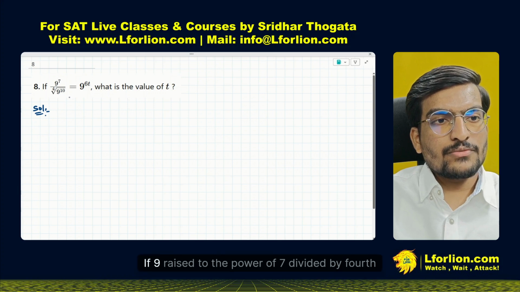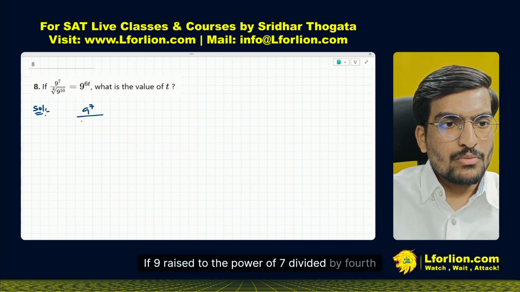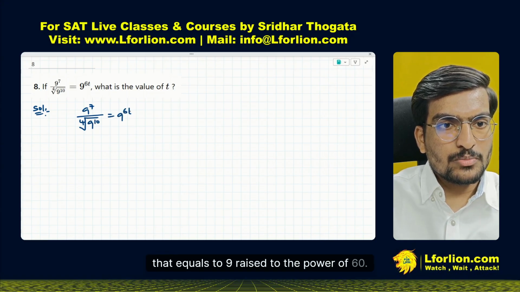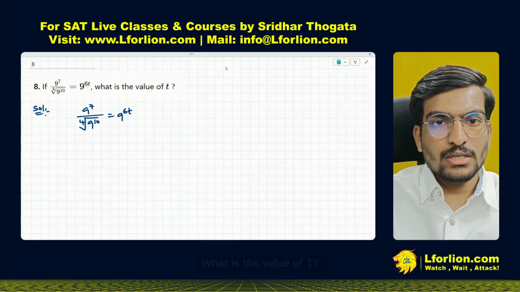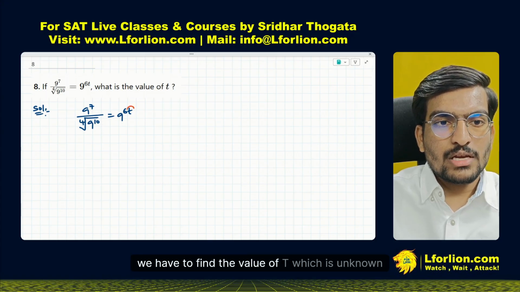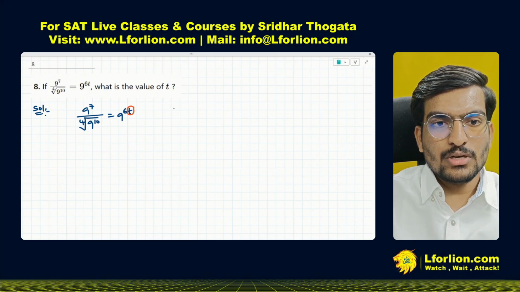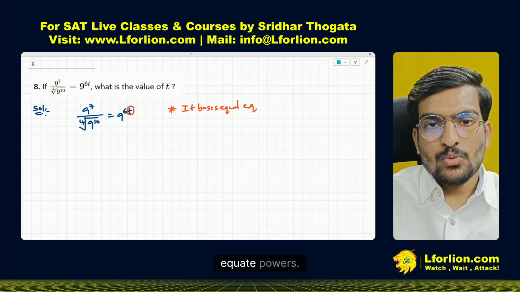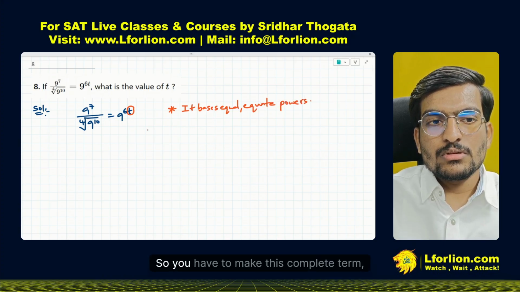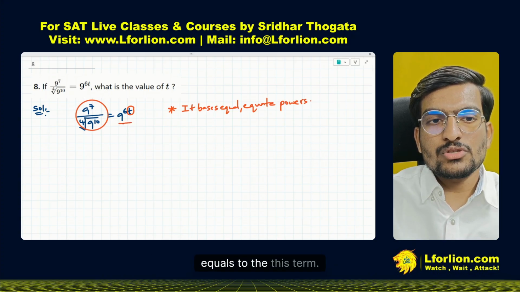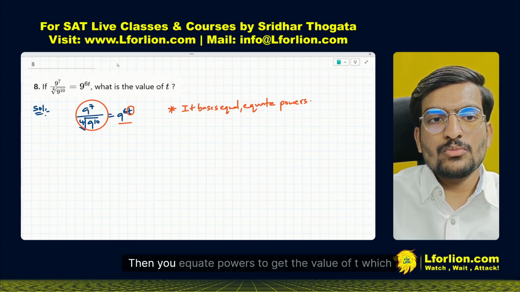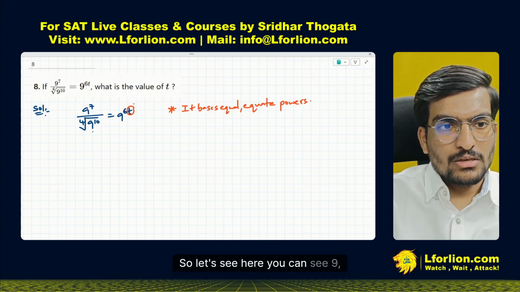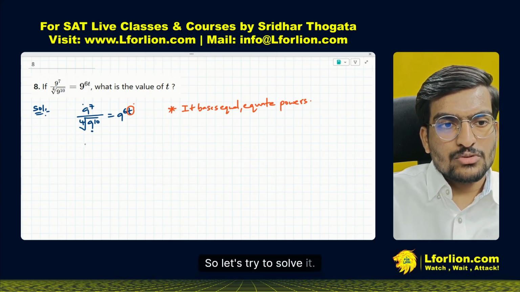Question 8. If 9 raised to the power of 7 divided by fourth root of 9 raised to the power of 10, that equals 9 raised to the power of t, what is the value of t? I repeat, we have to find the value of t, which is unknown and it is in the exponent. You have to use: if bases are equal, equate powers. So you have to make this left side complete as equal to this term. Then you equate powers to get the value of t, which is unknown. So let's see, here you can see 9, 9 same. So let's try to solve it.